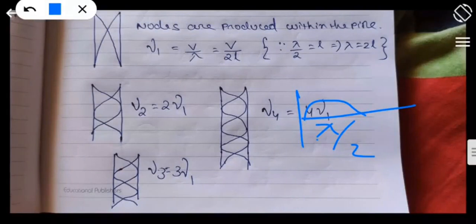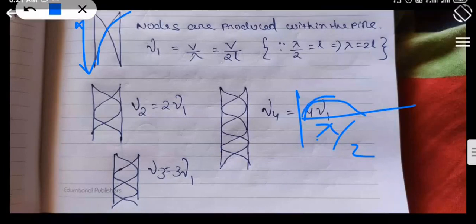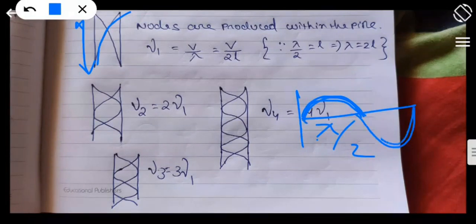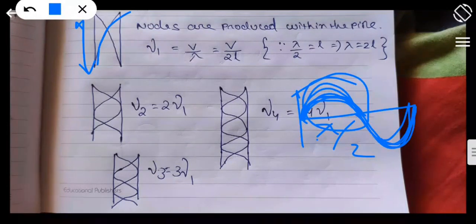If this total length is L, and the wave is produced up to this only, what is this half length known as? Only one crest is known as lambda by 2, because this full one, here to here, is known as lambda. So up to this section is known as lambda by 2.